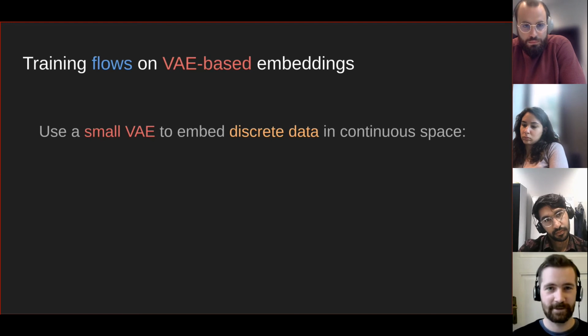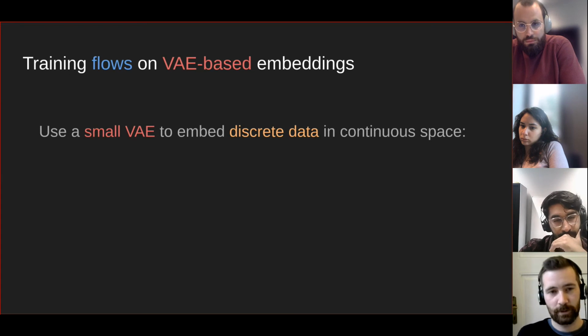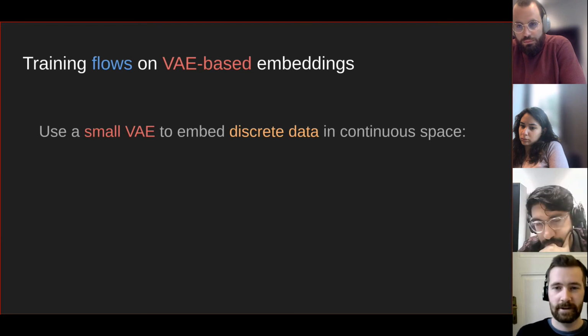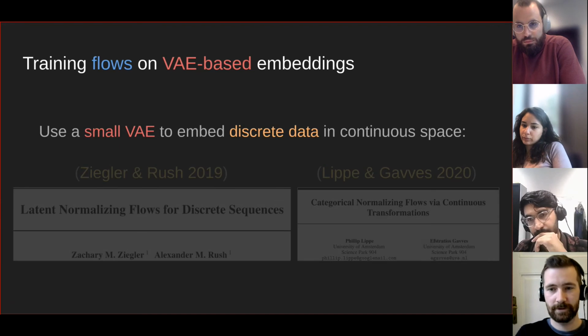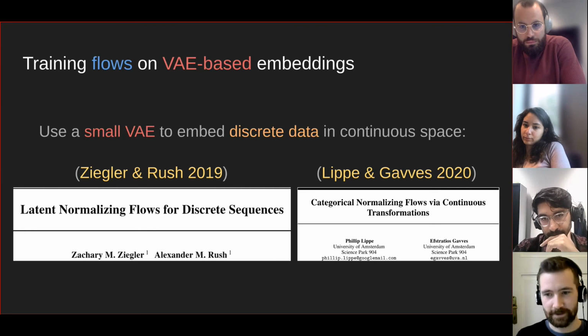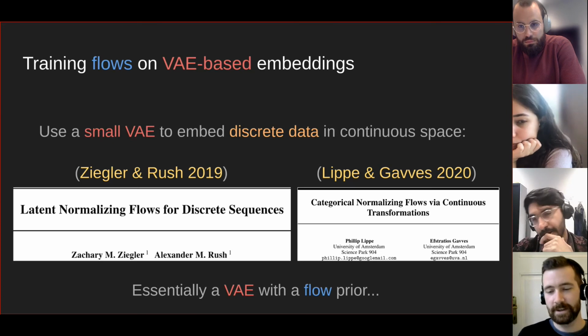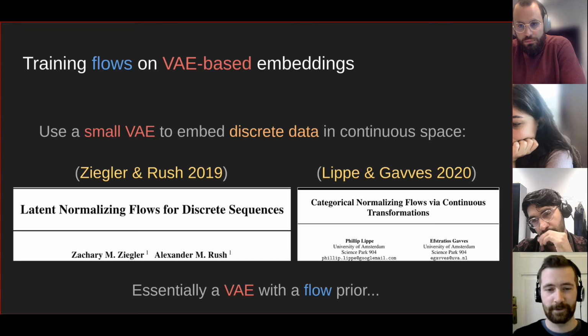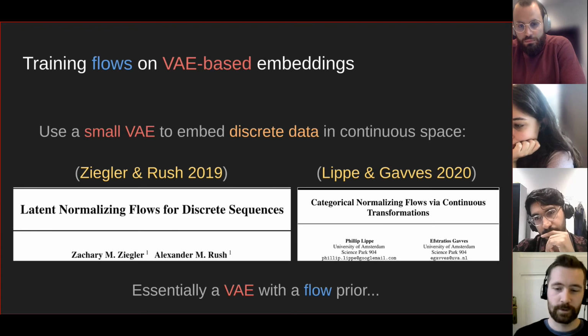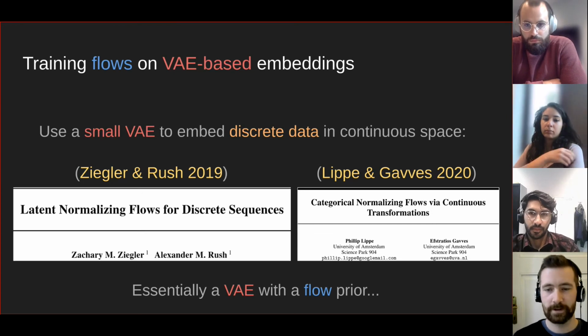One of the approaches that have been taken in the literature is to train flows on VAE-based embeddings. Essentially, you use a small VAE. The important part is that the encoder maps your discrete data to a continuous space, and then you model this continuous space with a flow. This approach was taken by Ziegler and Rush and Lippe and Gavves, and they also model text data and so on using flows. But this essentially is a small VAE with a big flow prior. As we will show later, this works less well than what we will propose in Argmax flows, but they are closely related.